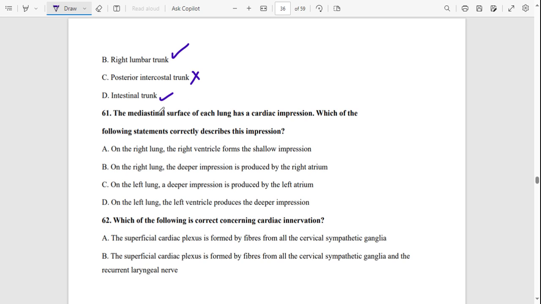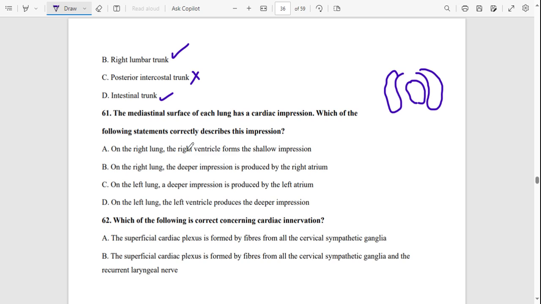The mediastinal surface of each lung has a cardiac impression. Which of the following statements correctly describes this impression? Now we know that the heart is more concentrated on the left side. So if it is to give an impression on the lung, that impression is supposed to be more on the left lung than on the right lung.